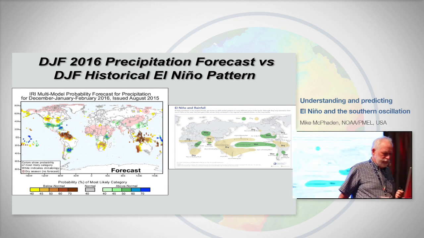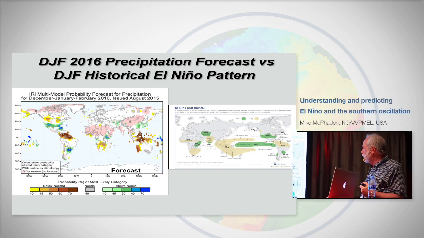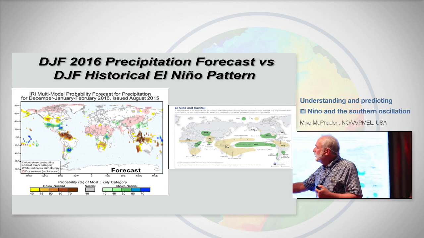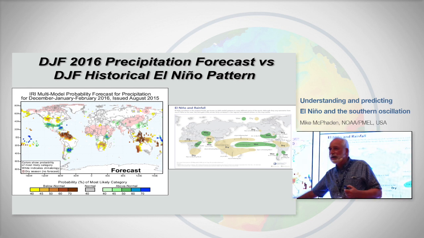Well, actually, that fits pretty well with historical expectations. Dry northeast Brazil, wet in southeast, wet in East Asia, and also here, wet along the southern tier of the United States because of that southward shift of the jet stream. That was the expectation.